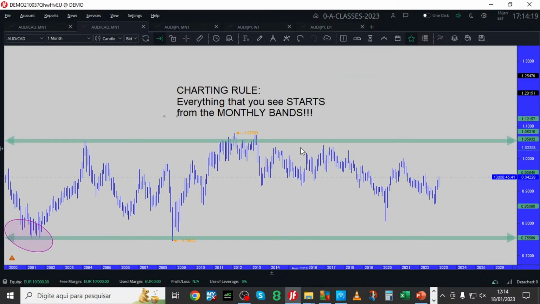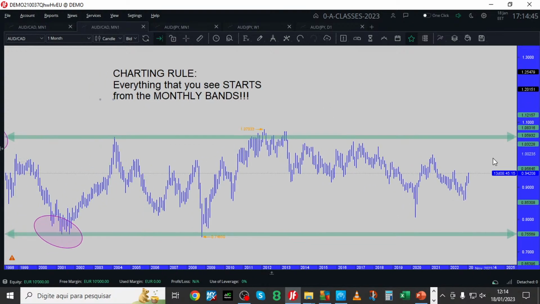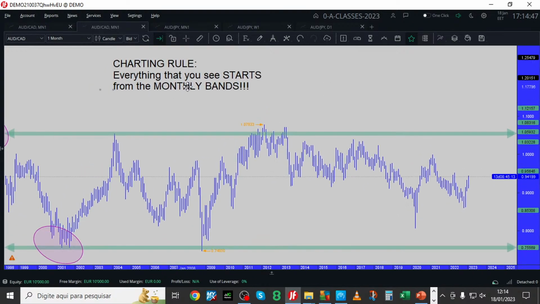Take a picture, print it out, charting rule. Everything that you see starts from the monthly bands. The Fibonacci's, the trend lines, the retracement, extension, the market waves, the Elliott waves, everybody, everything starts from the monthly bands. So all of those, you tricked us. Yes, I did. This is my job here.